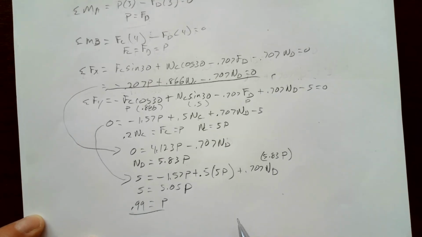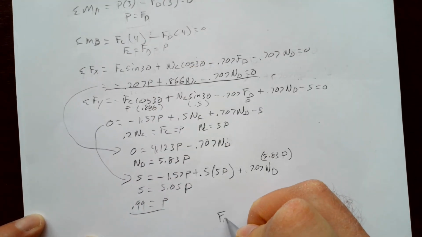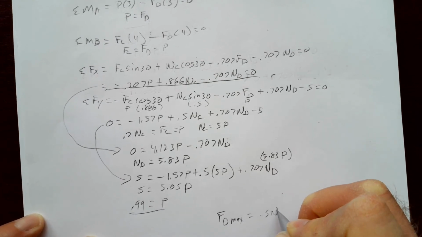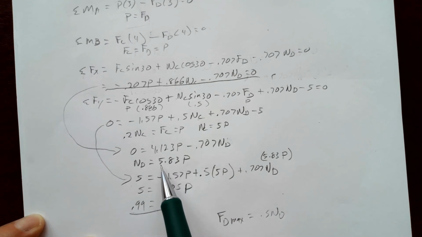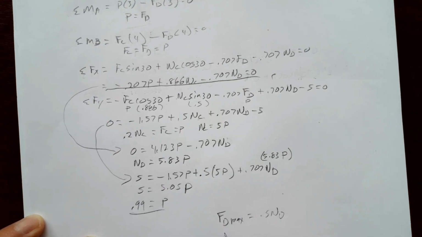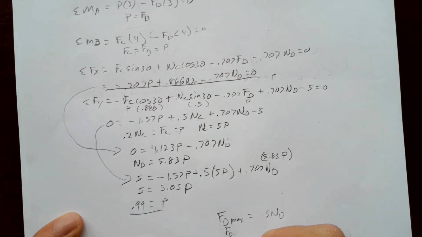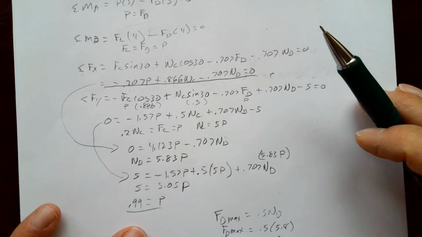Now, as a check, we can say P is equal to FD. So FD is 0.99. Now our FD max is equal to 0.5 ND. And ND was 5.83P, which is 0.99, so it's pretty much 5.83. So FD max is equal to 0.5 times 5.8, so that's equal to 2.9. And that's higher than 0.99, so slipping does not occur. Slipping does not occur at D.